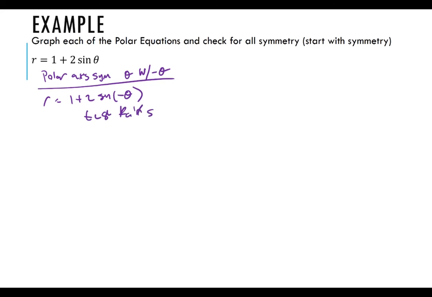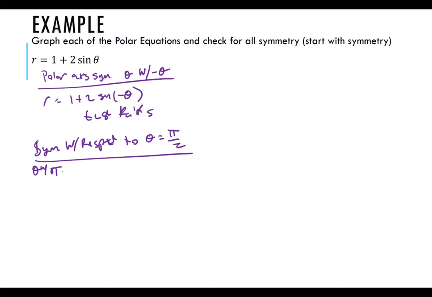And we don't actually know if it has polar axis symmetry. Then we test symmetry with respect to the y-axis, or theta is equal to pi halves. That one we do by taking and replacing theta with pi minus theta. And so then we get r is equal to 1 plus 2 sine of pi minus theta. Here we use our difference identity. So r is equal to 1 plus 2, put a bracket.